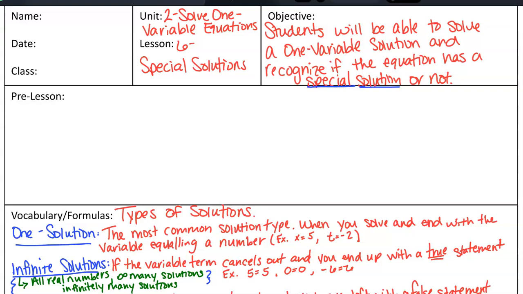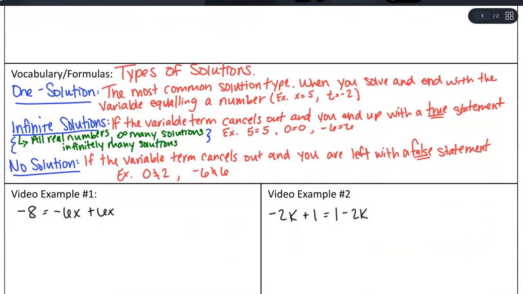Hello mathematicians, this is the final lesson of our one variable equations unit, and your objective is that you will be able to solve a one variable equation and recognize if the equation has a special solution or not. So these are the types of solutions that we can have.